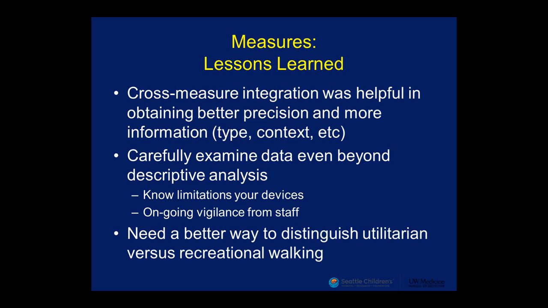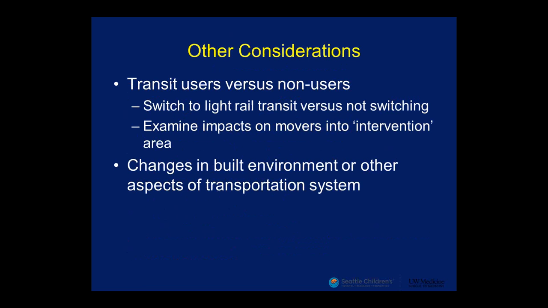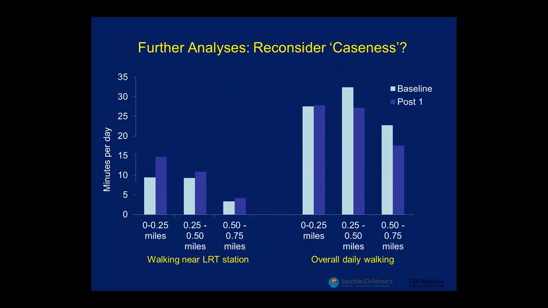And lastly, we need to find a better way to distinguish between utilitarian and recreational walking. We're going to publish a few studies coming up looking at how we define those things using GPS and accelerometry and travel diary, but I still think we need to work a lot on that. I notice I'm running short on time, so I'm going to skip over that.